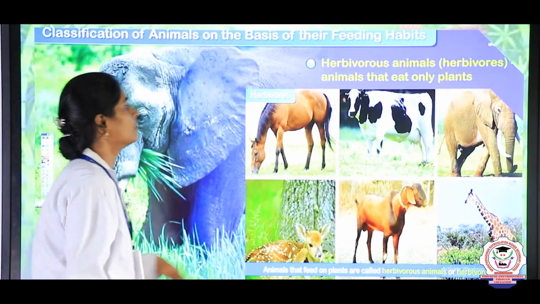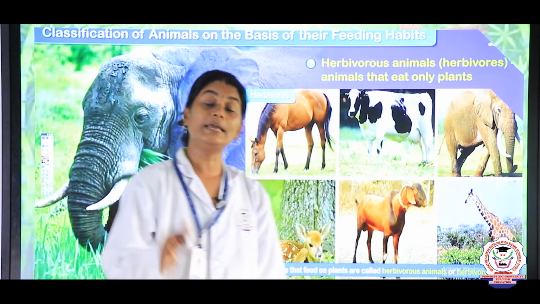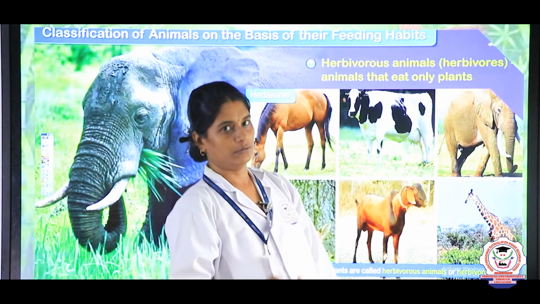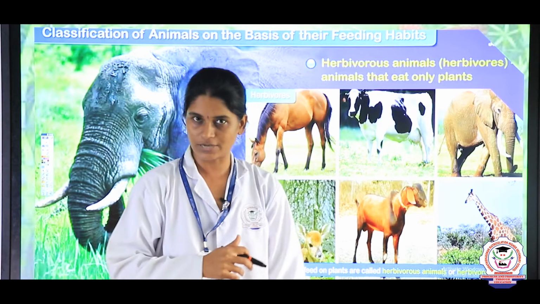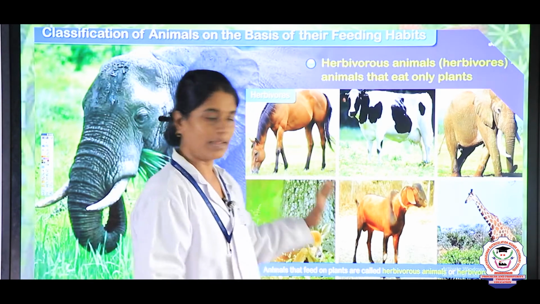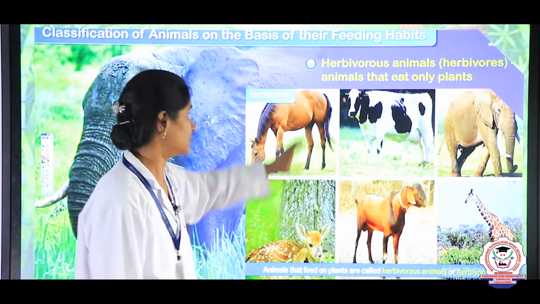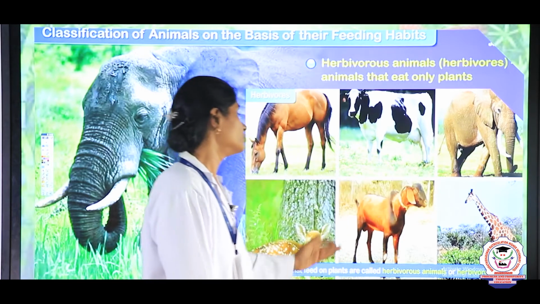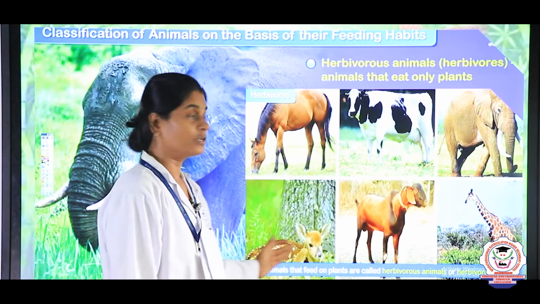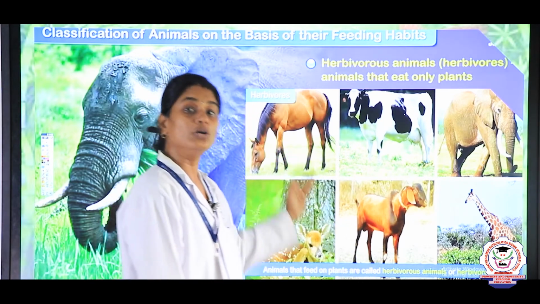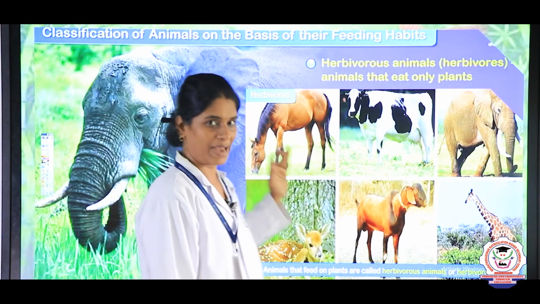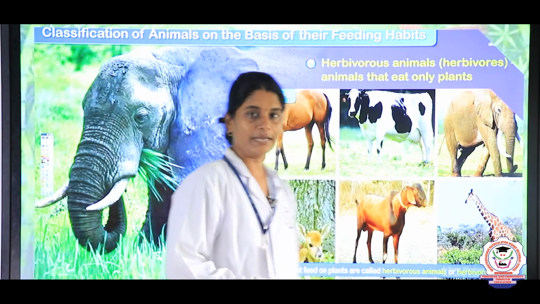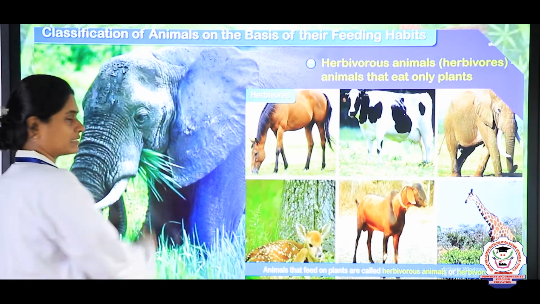First we will see the animals that eat only plants and the parts of the plant. Of course, in your 3rd standard you might have learned about the eating habits of the animals, right? They are called herbivorous animals. Animals like horse, cow, elephant, giraffe, goat, deer eat only plants or the parts of the plant. These animals will not eat flesh. That is why they are called herbivores, right? They eat only plants.